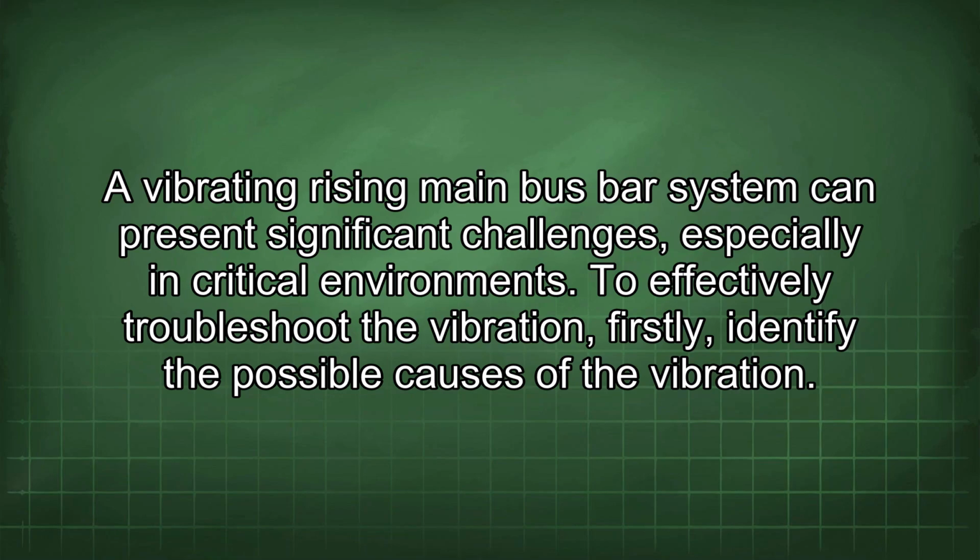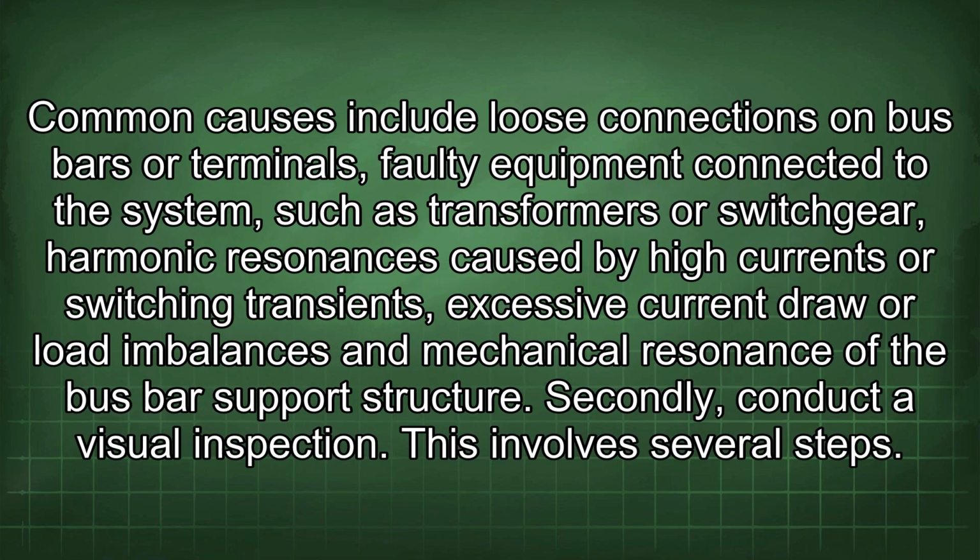A vibrating rising main bus bar system can present significant challenges, especially in critical environments. To effectively troubleshoot the vibration, firstly, identify the possible causes of the vibration. Common causes include loose connections on bus bars or terminals, faulty equipment connected to the system, such as transformers or switchgear, harmonic resonances caused by high currents or switching transients, excessive current draw or load imbalances, and mechanical resonance of the bus bar support structure.